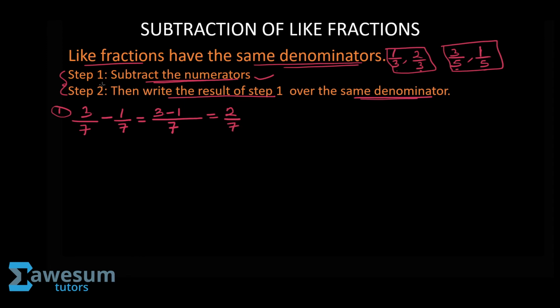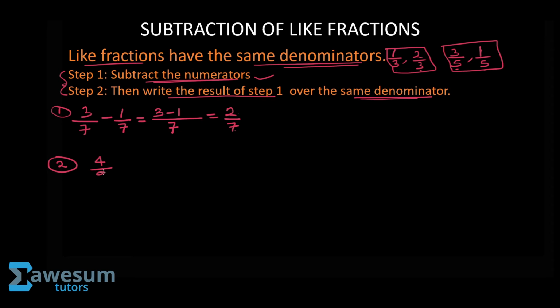So that's why step 1 says subtract the numerators, which we have done right here. Then write the result of step 1, which is 2, over the same denominator. So the answer is 2 over 7. Let's look at another example.